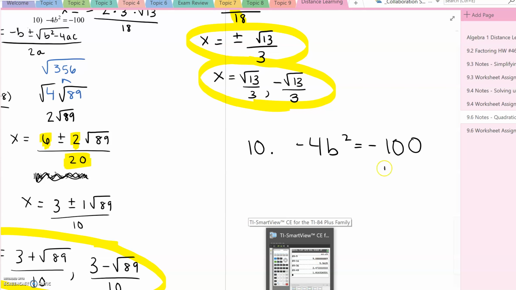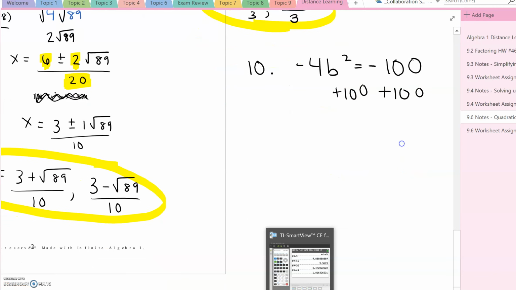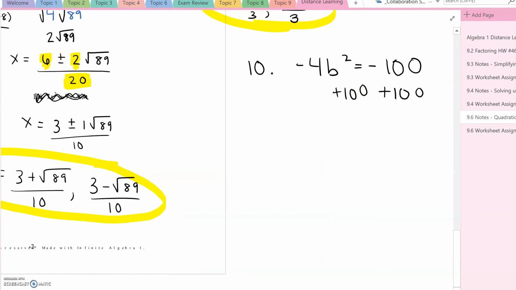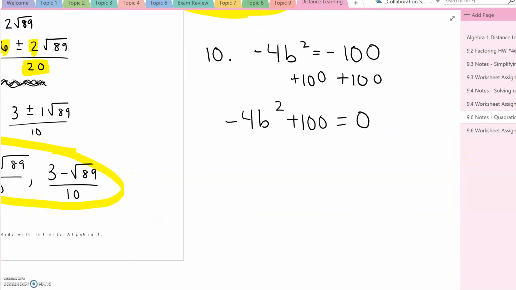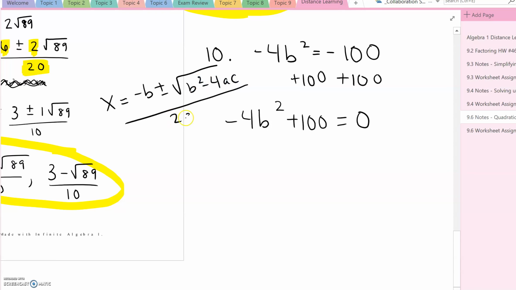Yes, the first step is to add 100 to both sides because we want it to be set equal to 0. So we get negative 4b squared plus 100 equals 0. Now we want to write our quadratic formula for ourselves. Negative b plus or minus square root of b squared minus 4ac all over 2a.